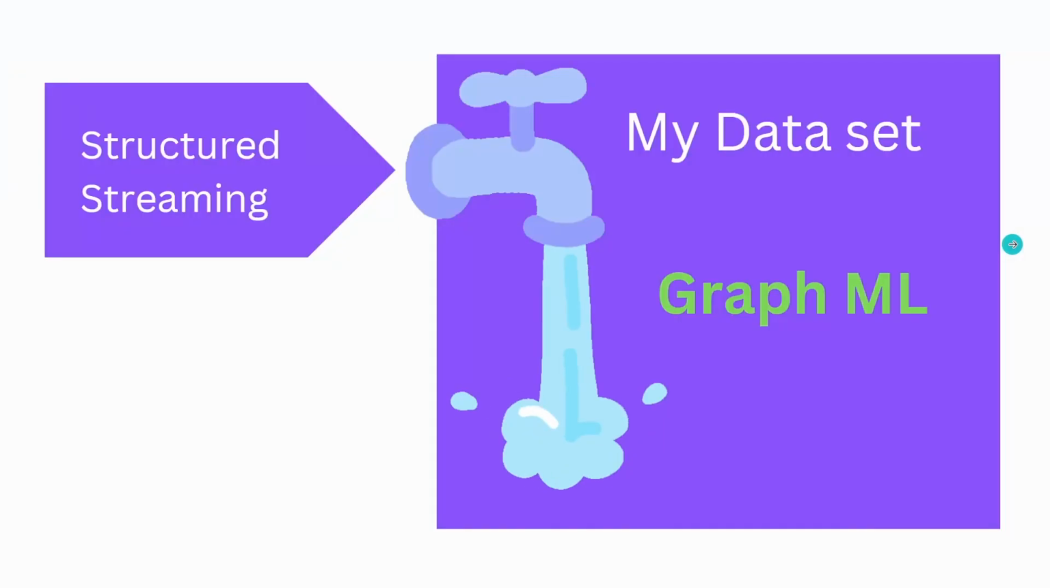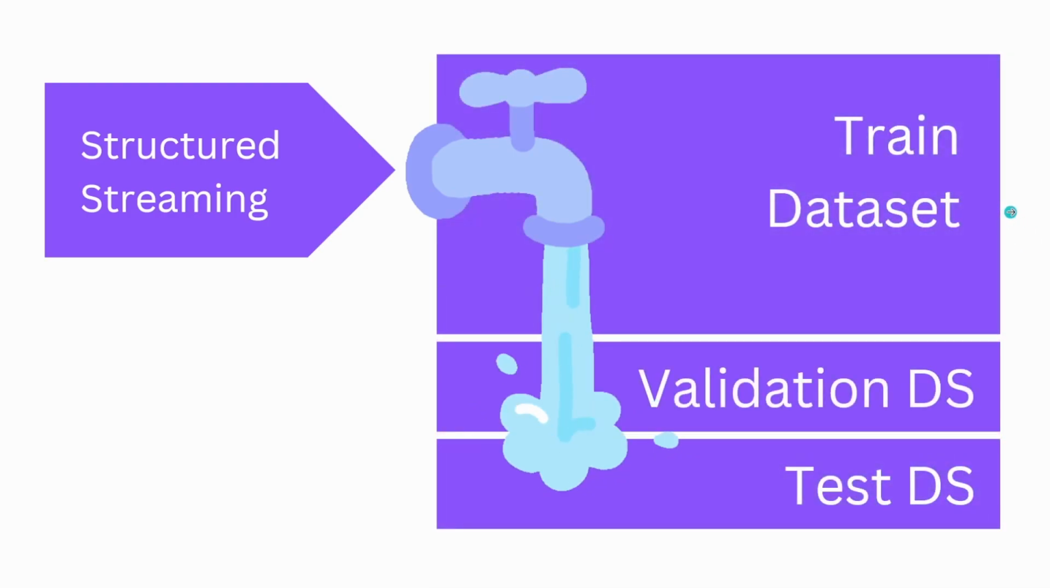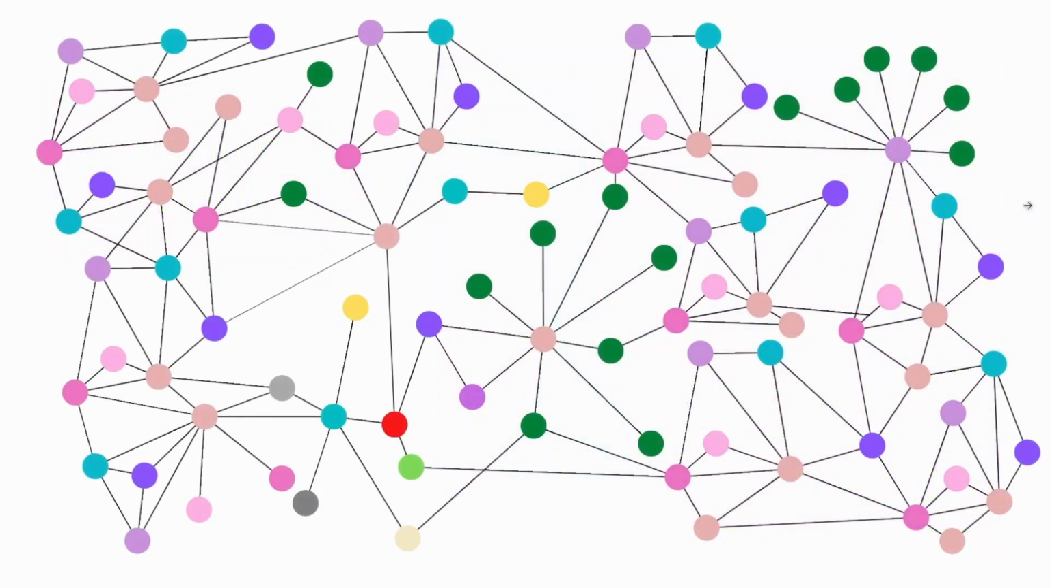Beautiful. Next step. So we have here our structured data pipeline, the data pipes coming in. We have structured streaming data coming in continuously, filling up my data set. And I use this data set for graph machine learning beautifully. So what we do, we separate the data in a training data set, a validation data set, and a test data set. But here happened my mistake.